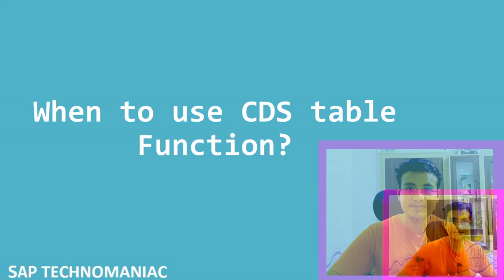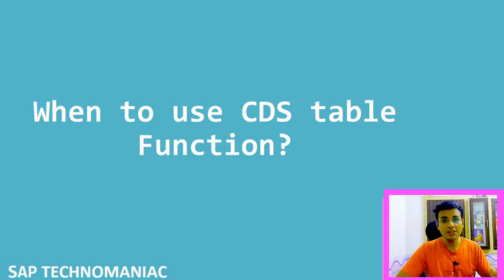Let's get started. In my previous videos, we have discussed the basics of CDS table function, how to create the CDS table function, and what all the artifacts we need to create for the CDS table function. One is the CDS entity, second is the AMDP function for our CDS table function, and for that we have to create the AMDP class and AMDP method, AMDP function, and how the client handling will happen when we create the CDS table function. Those things we have discussed in my three previous videos.